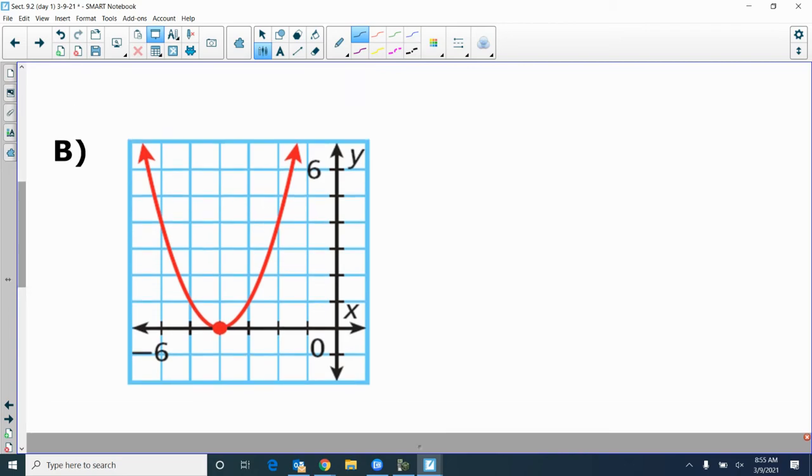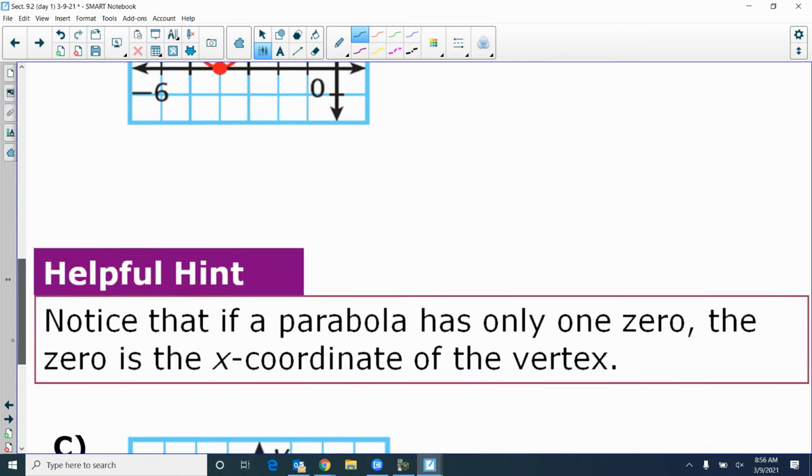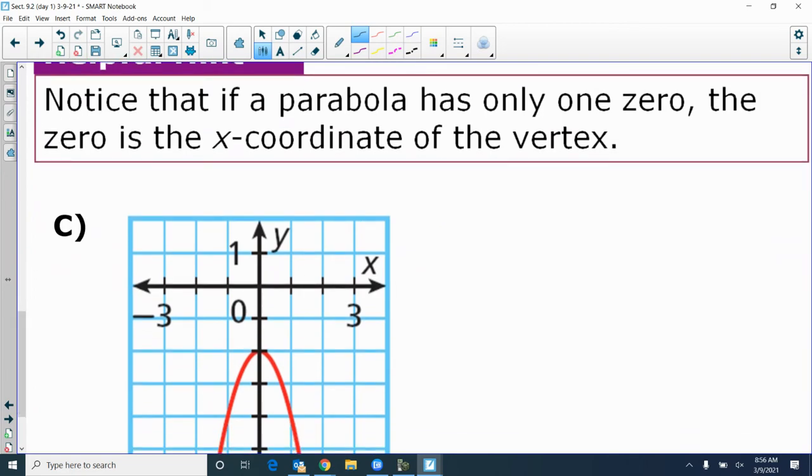Tommy, how many zeros does that second one have? One. Okay, what would you label it? I don't know. All right, well, right here's your x-axis or your y-axis, and just count over 1, 2, 3, 4 to the negative. So just list that as -4, 0. Okay, for that 1 zero. And that third one, Evan, how many zeros does it have? 0. Okay, so no zeros.